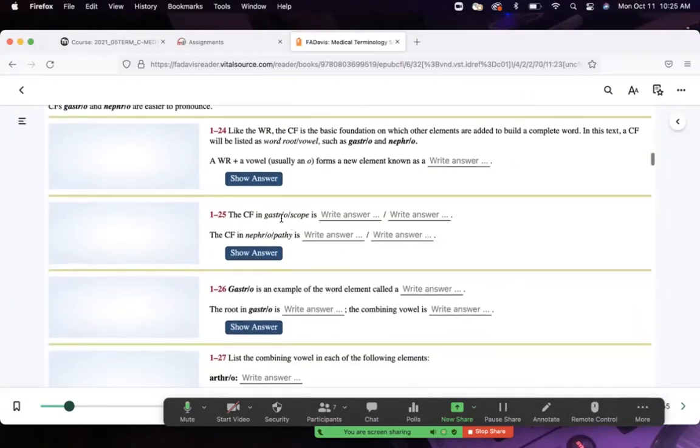Combining form of gastroscope is the root plus an O, right? So I could write gastro. Oh, let's see if I'm right. Yep.